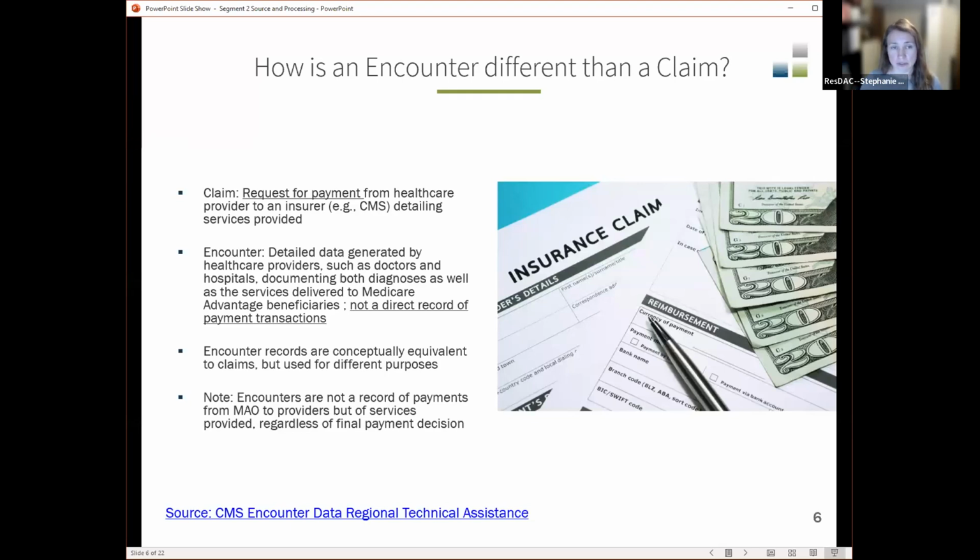Encounter records are conceptually different than claims, but we really use them the same way. Oftentimes, what we're doing with claims is trying to figure out who's using the services and what kind of diagnoses they have. And it's also important to note, encounter records are not necessarily a record of payments, but of services provided. So if the Medicare Advantage organization has denied the service, they're required to submit all Medicare covered services. Let's say it was an automobile accident and the Medicare Advantage organization isn't liable, they still should be submitting the encounter to CMS, just to say that yes, the service was provided to this individual.